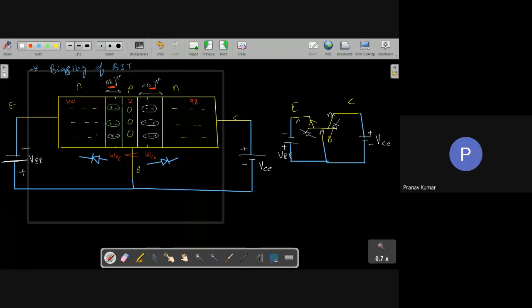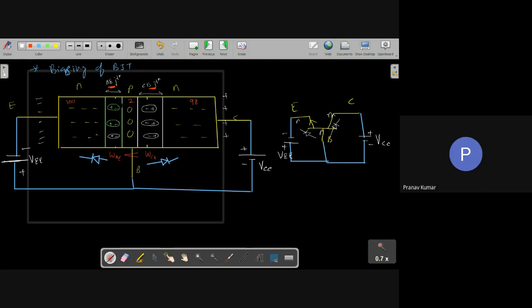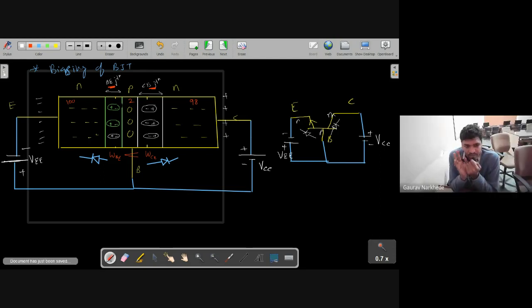Yes, sir. Okay. Now very important thing. What will happen? This negative is connected here, so which field will get created here? Negative. This positive is connected here. Positive, positive, positive. Correct? Now just simple logic. This negative, negative repulsion, negative, positive attraction. So all the electrons will move towards which direction?